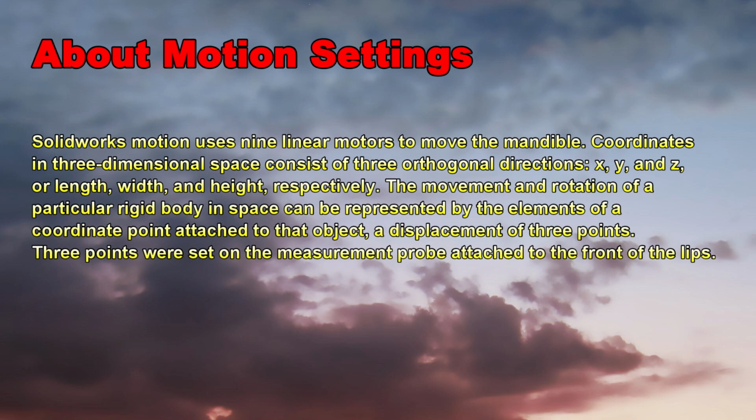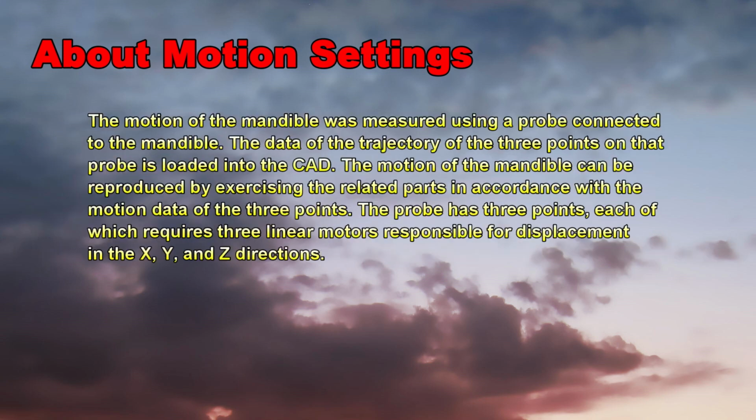Coordinates in three-dimensional space consist of 3 orthogonal directions: x, y, and z, or length, width, and height, respectively. The movement and rotation of a particular rigid body in space can be represented by the elements of a coordinate point attached to that object, a displacement of 3 points. 3 points were set on the measurement probe attached to the front of the lips. The motion of the mandible was measured using a probe connected to the mandible.